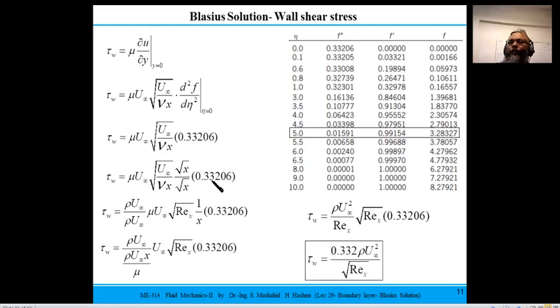So I end up with the wall shear stress, which would be 0.332 times rho, free stream velocity squared, over the square root of Reynolds number. So for this laminar boundary layer, I can calculate the wall shear stress, which would be a function of Reynolds number. And so this is an advantage of this Blasius solution. I could calculate any parameter which is involving velocities. So wall shear stress involves how the velocity changes with respect to y.